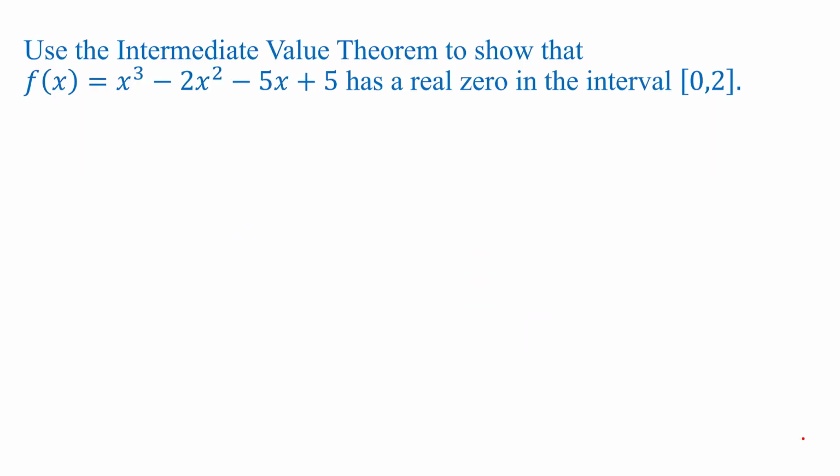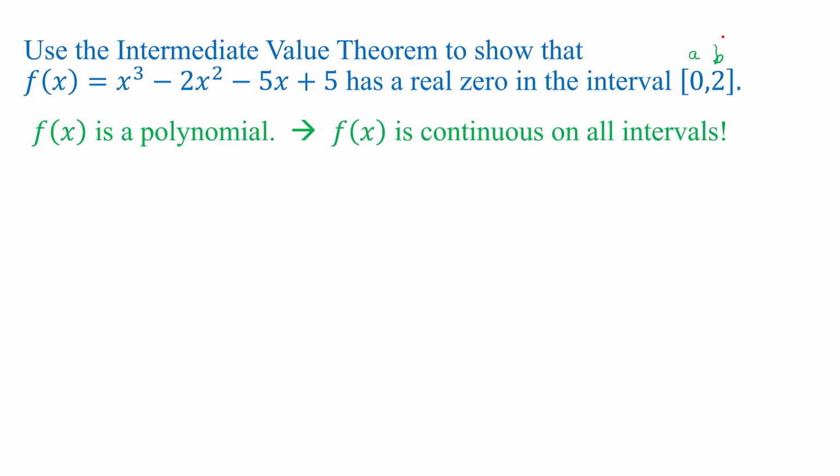And we're going to next use that theorem to show that f of x equals x cubed minus 2x squared minus 5x plus 5 has a real 0 in the interval from 0 to 2. So in this case, the 0 is going to be our a, the 2 is going to be our b. So let's see what we need to show. First of all, we need to show that f is continuous. Well, f of x is a polynomial here, and so it has to be true that f of x is continuous on all intervals, including [0, 2].